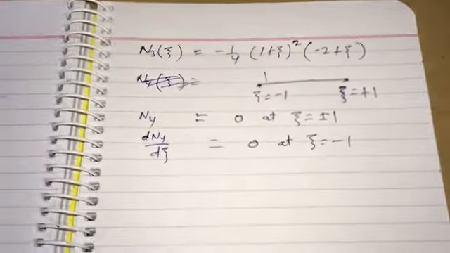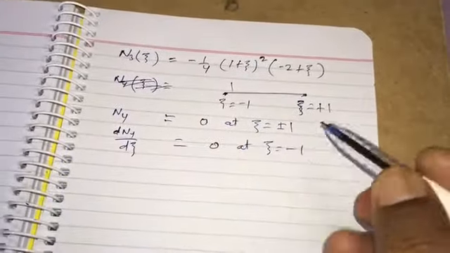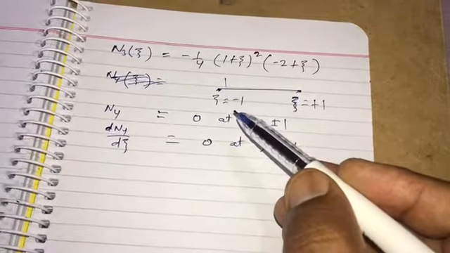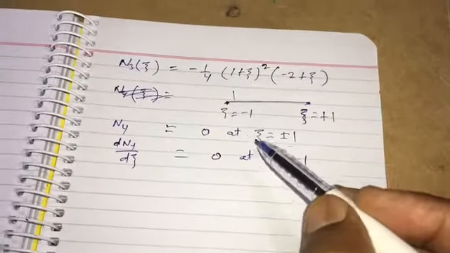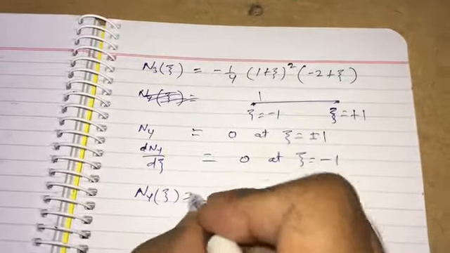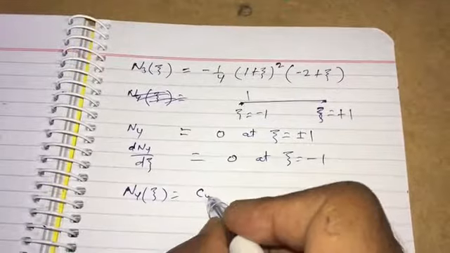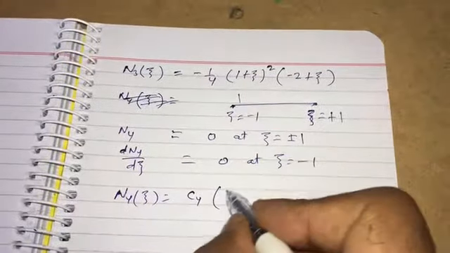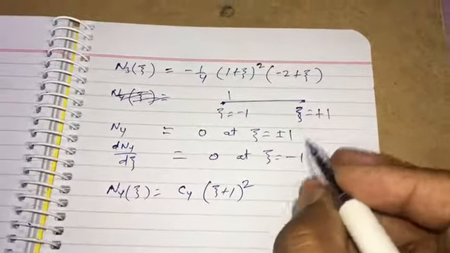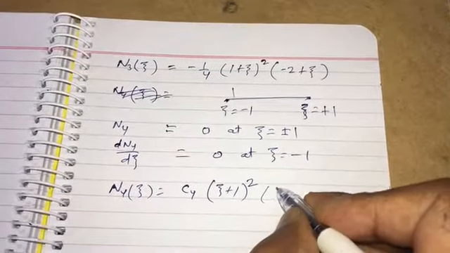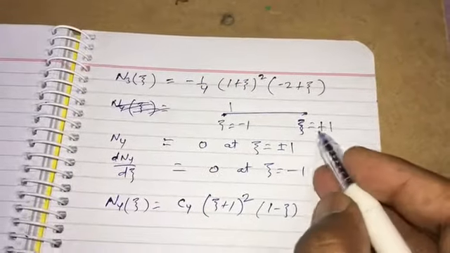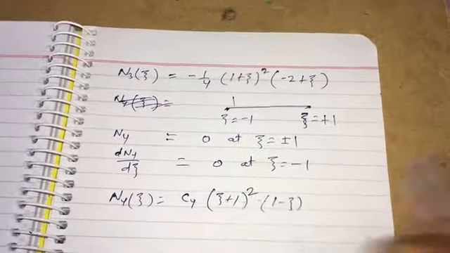So that means it has a repeated solution at xi equal to minus 1, and that really means we should have n4 xi equal to say C4, then xi plus 1 square, and then the 1 minus xi term should also be there. This is how it should be.